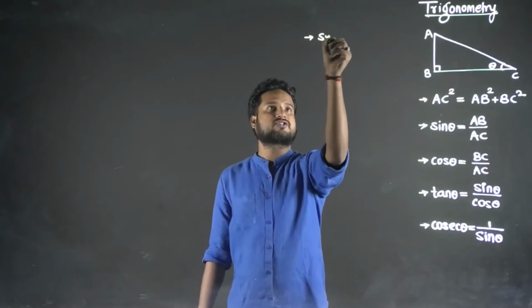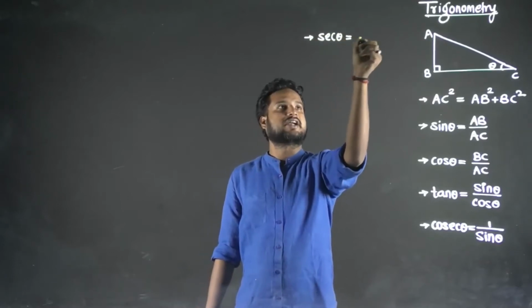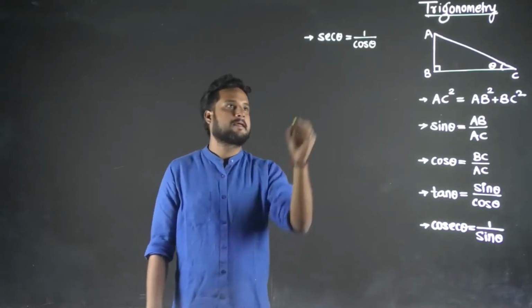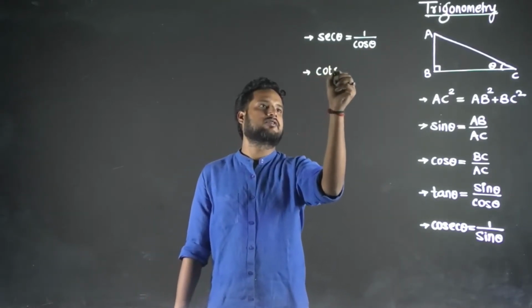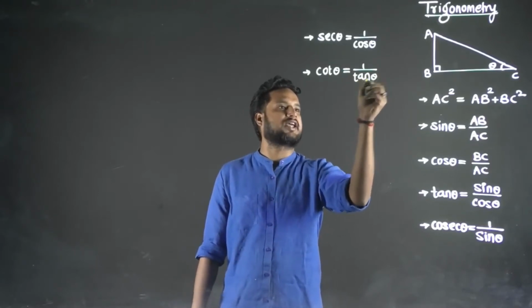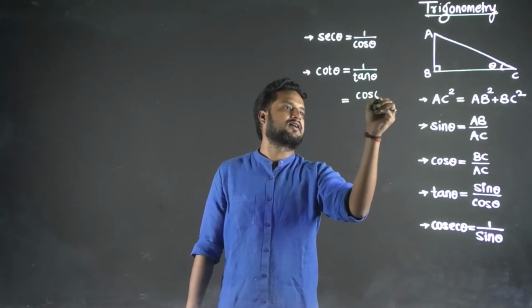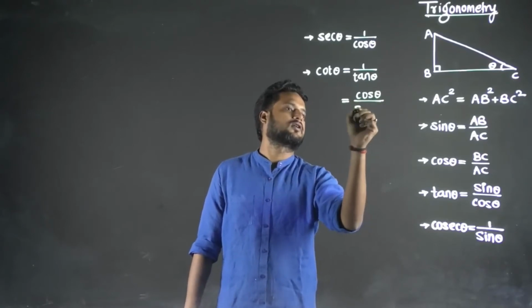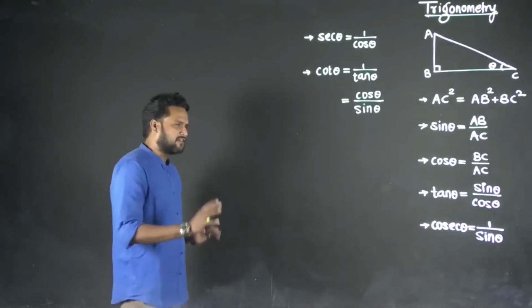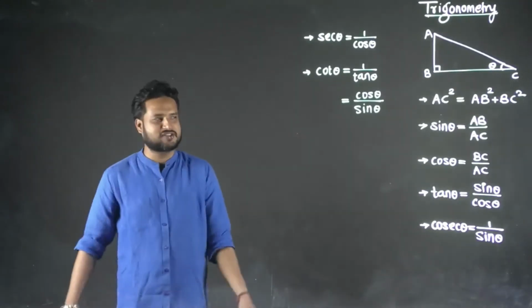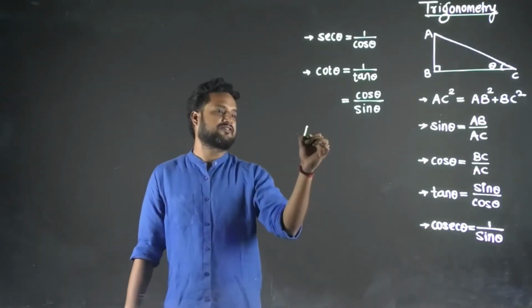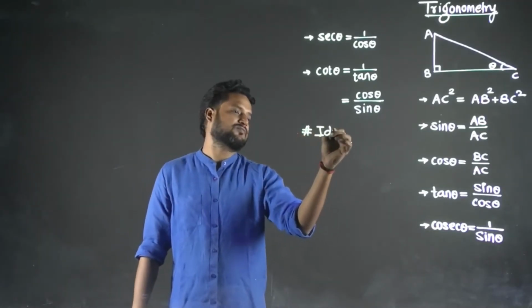Now, what about sec theta? It is nothing but the reciprocal of cos. Then you have cot theta, which is nothing but 1 upon tan, or I can also say this is cos theta divided by sin theta. Clear with this? These are very basic things. For engineering students, this is nothing. Now, the most important part in this: identities.